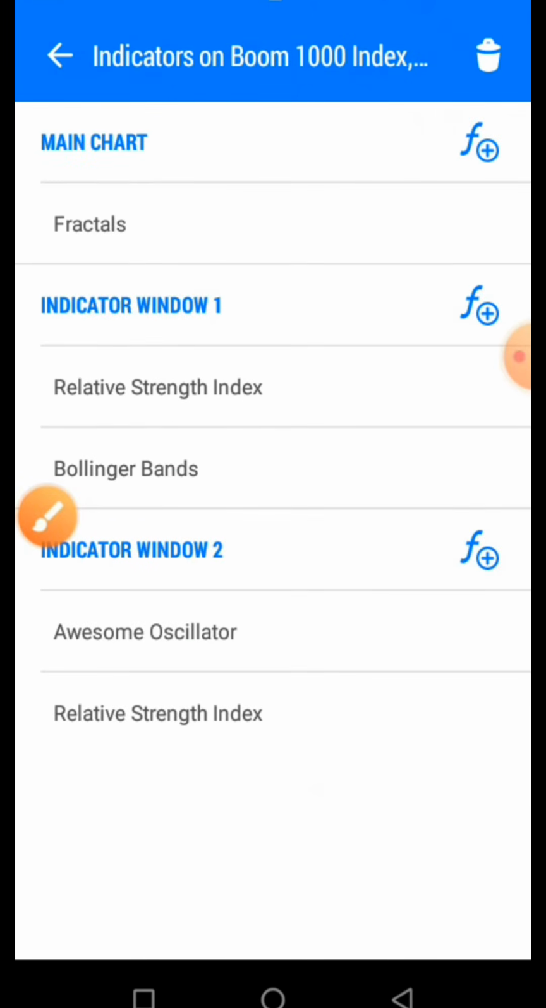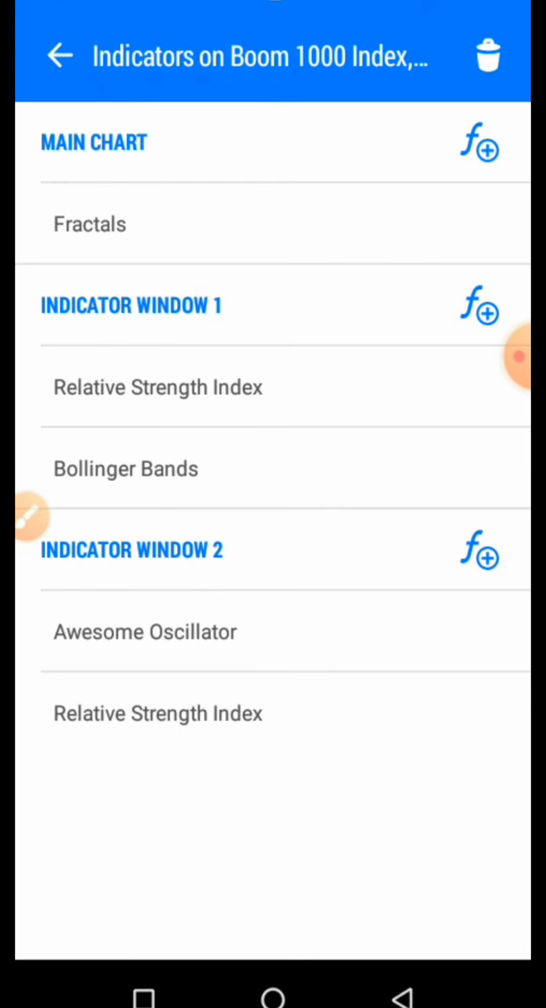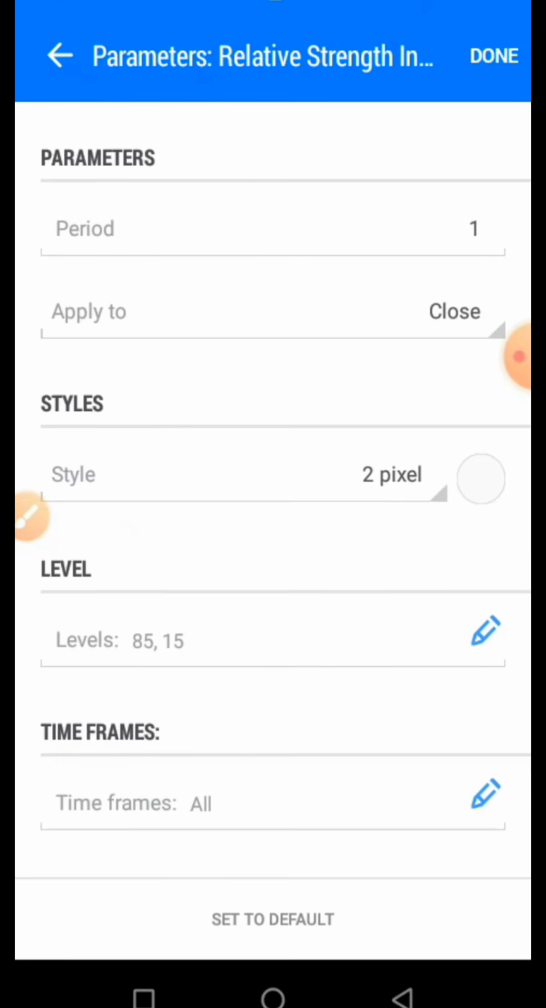The first indicator, you are going to add the fractal. You search and add the fractal. And then the second indicator right here, on our indicator window 1, we are going to search for the relative strength index. These are the settings. The period is 1, apply to close.